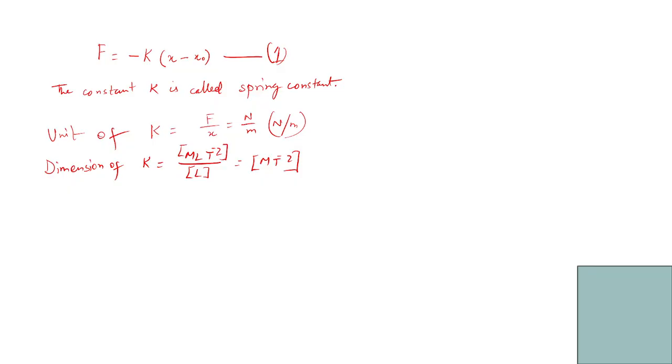We can always choose to measure the position x of the block with our origin at the equilibrium position. That means we can take x0 as 0, that is the origin. So equation number 1 will become, how does it look? It looks like F equal to minus kx. This will be our second equation.